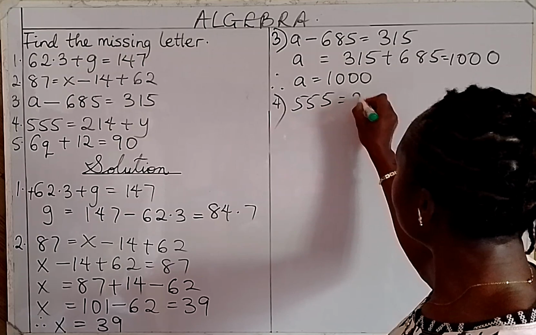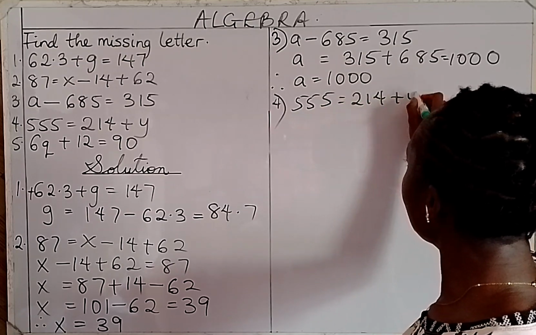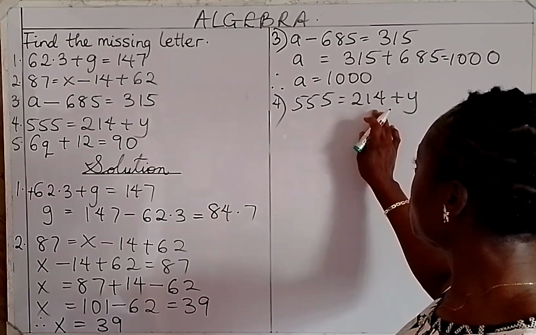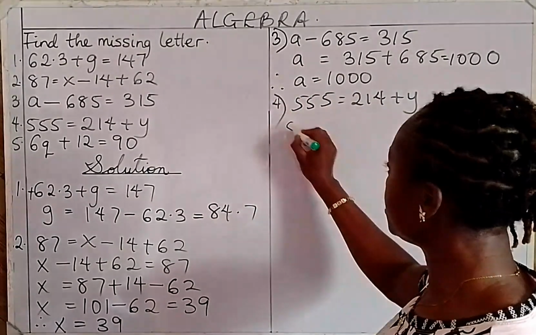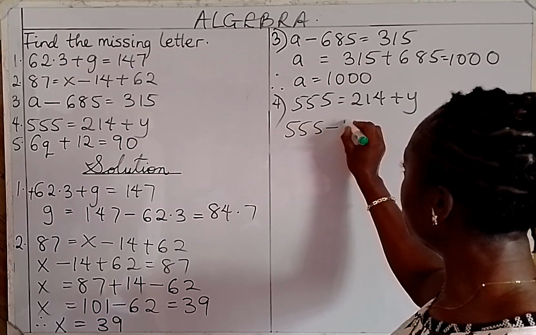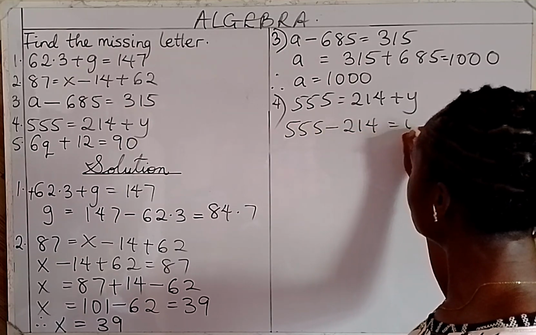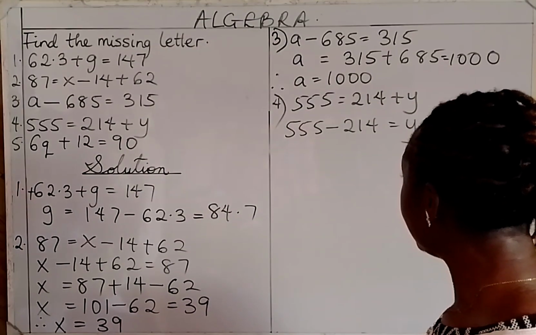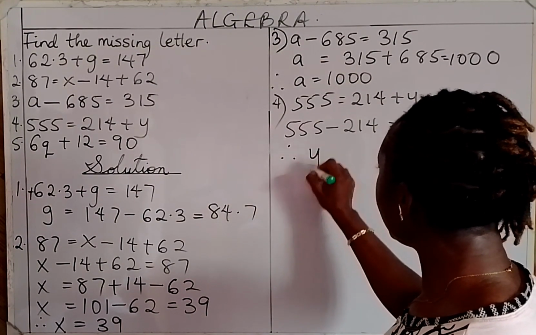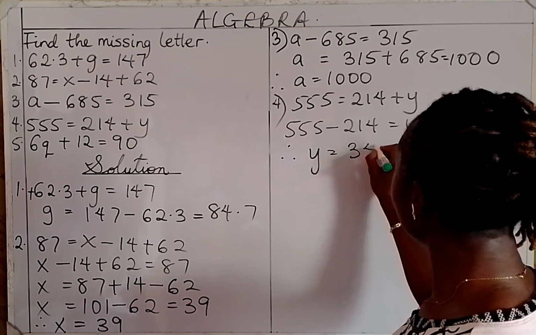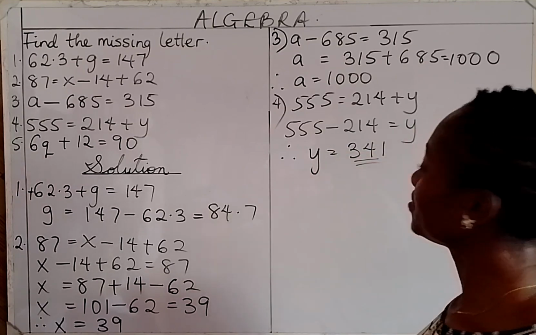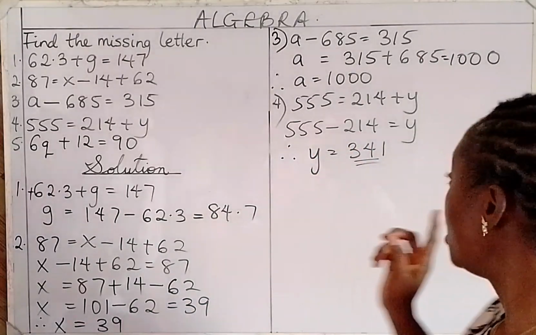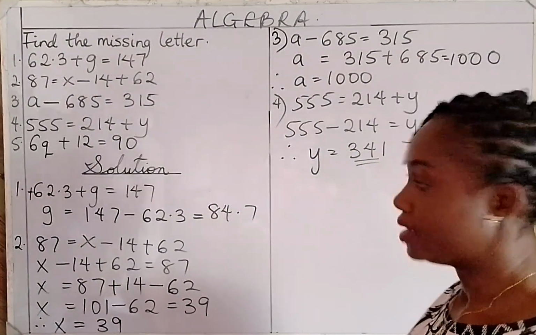555 equals 214 plus y. What do we do here? We're going to move the 214 to the left hand side, and this becomes 555 minus 214 equals y. So do the subtraction, and what are we going to get as our answer? Therefore, y equals what? 341. When we subtract 214 from 555, we'll get 341 as our answer.